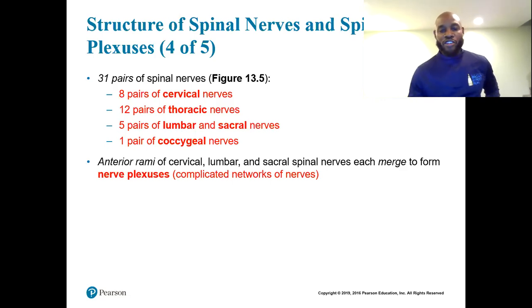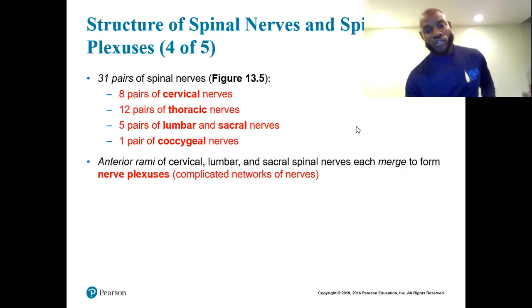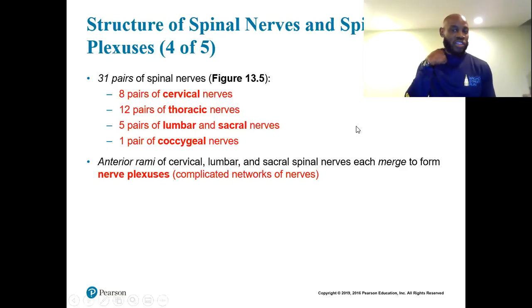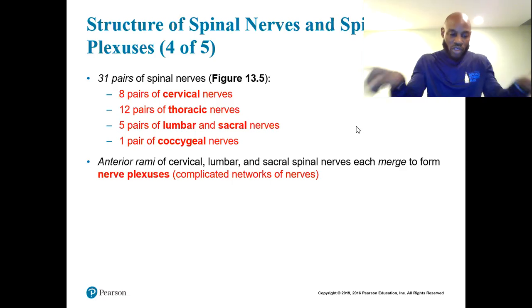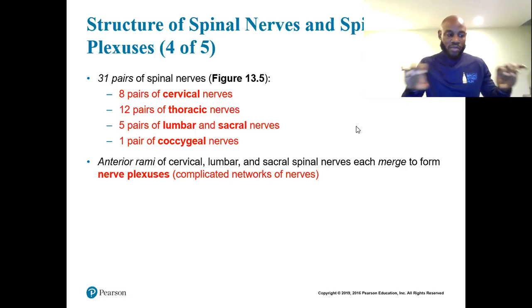Okay, anterior rami. Cervical is the most superior, and then the lumbar and sacral spinal nerves each merge to form what we call nerve plexuses, which are complicated networks of nerves. Okay, so we have the anterior and posterior root. We have the ganglion, where we have the cell bodies, at the swollen junction in the posterior root. We have motor coming off anterior, sensory coming off posterior, combined to make a spinal nerve.